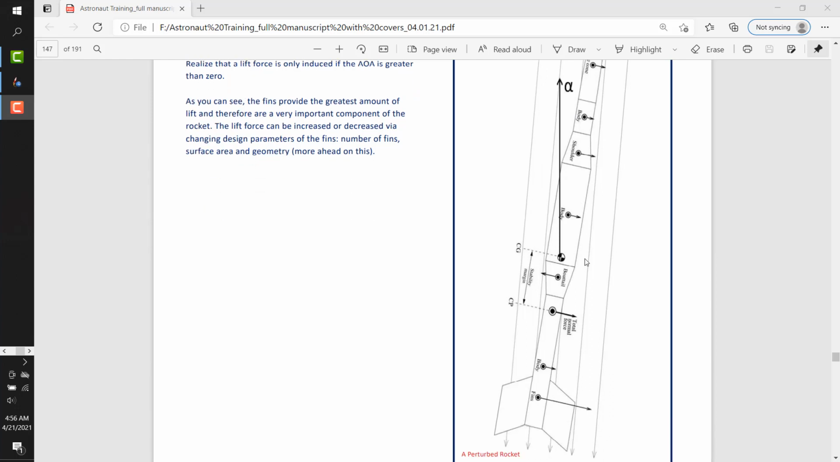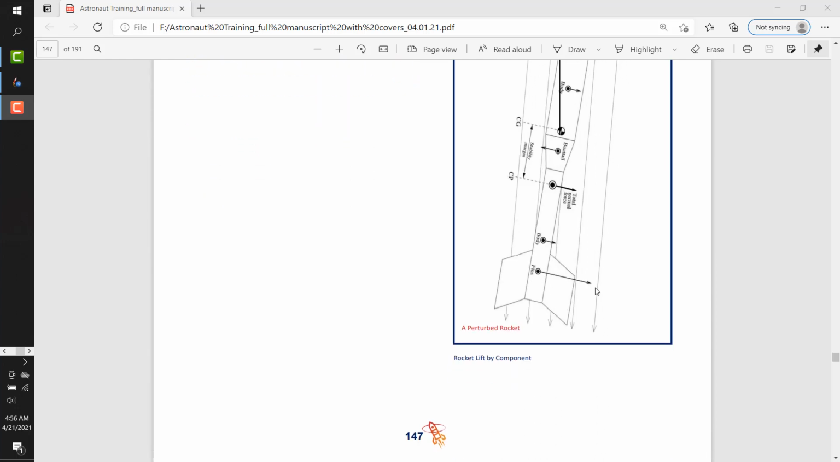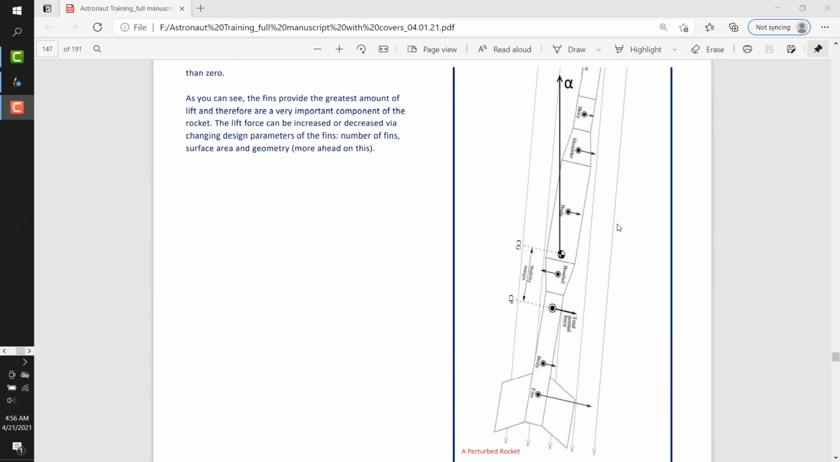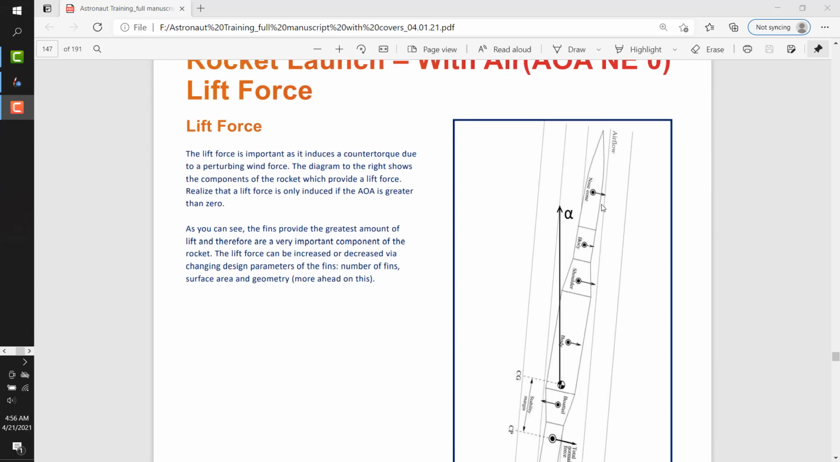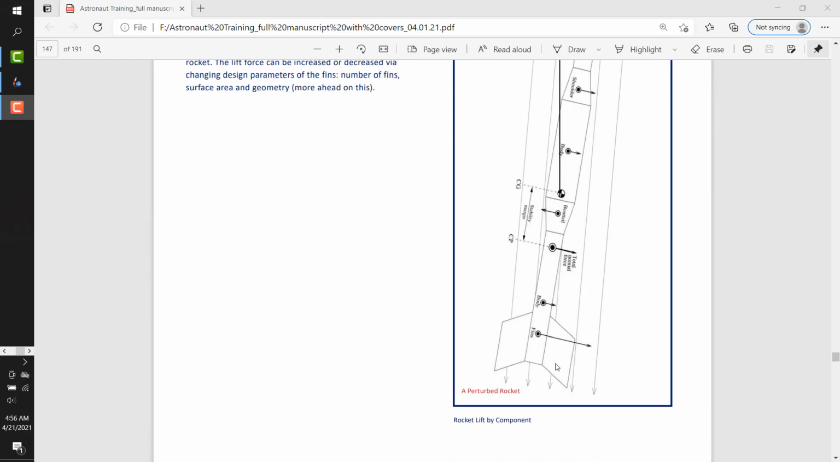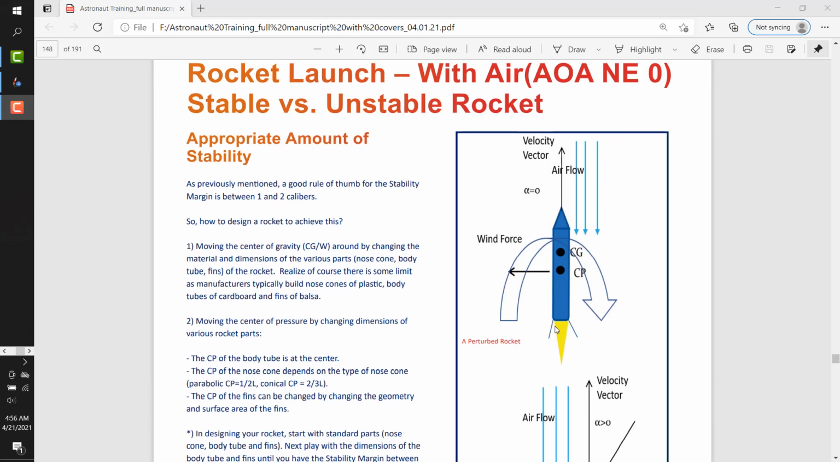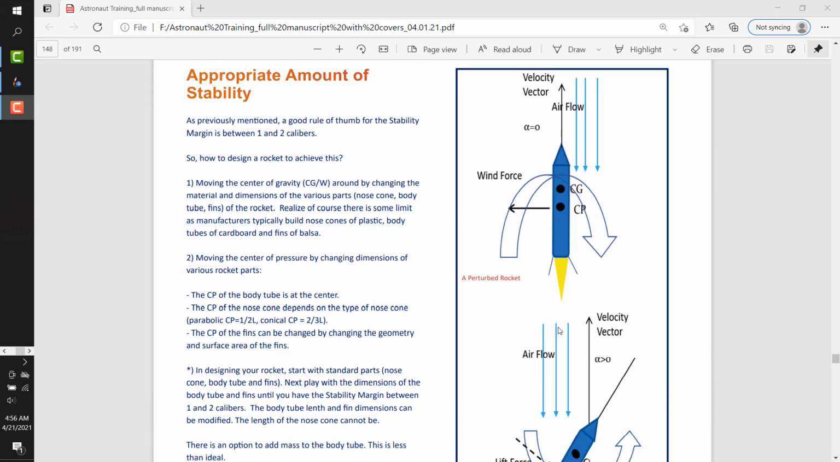As you can see, the fins provide the greatest amount of lift. The longer the arrow, the greater the lift. The body tube, really not so much. The nose cone, not so much. So here's where you're going to get the greatest amount of lift, from the fins. A good rule of thumb for the stability margin is between 1 and 2 calibers.